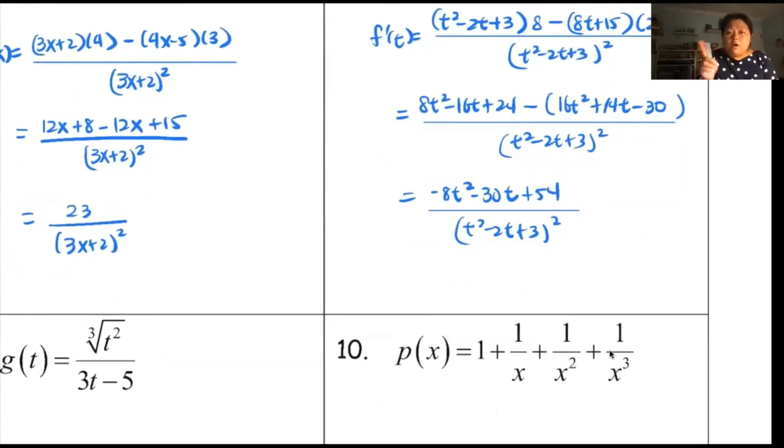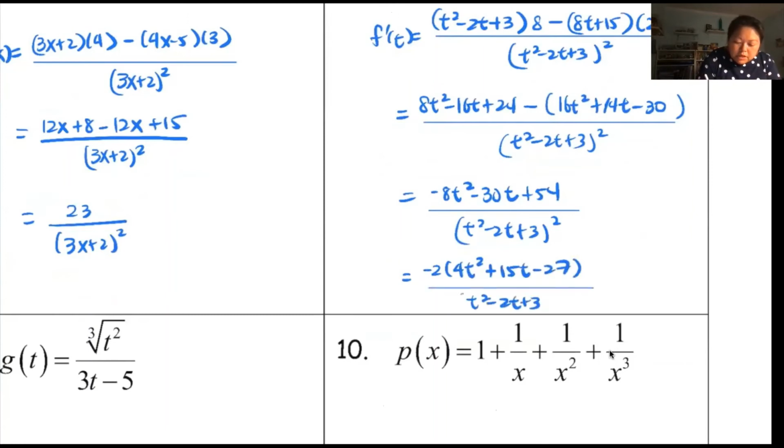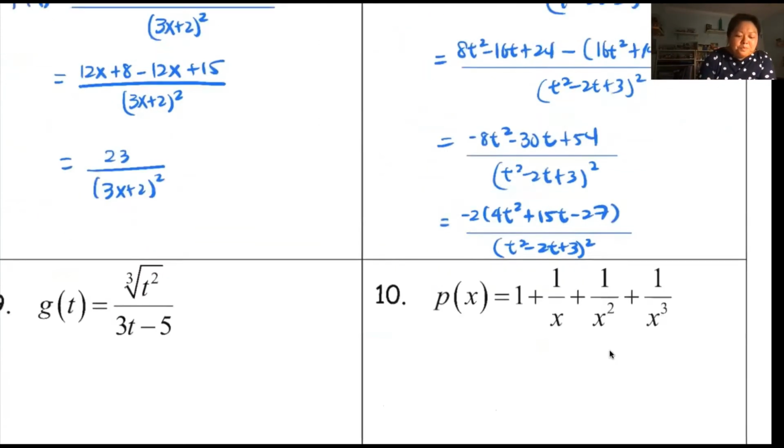You can see that they all are divisible by 2 on the top, so it doesn't hurt to put that in, or you can take out negative 2 because some people don't like negative t squared. I'm one of those people. So 4t squared plus 15t minus 27, all over t squared minus 2t plus 3 squared. Okay, you don't have to do this last step of bringing out the negative 2 unless it really helps you factor some things out, but it's not a bad habit to keep, okay?